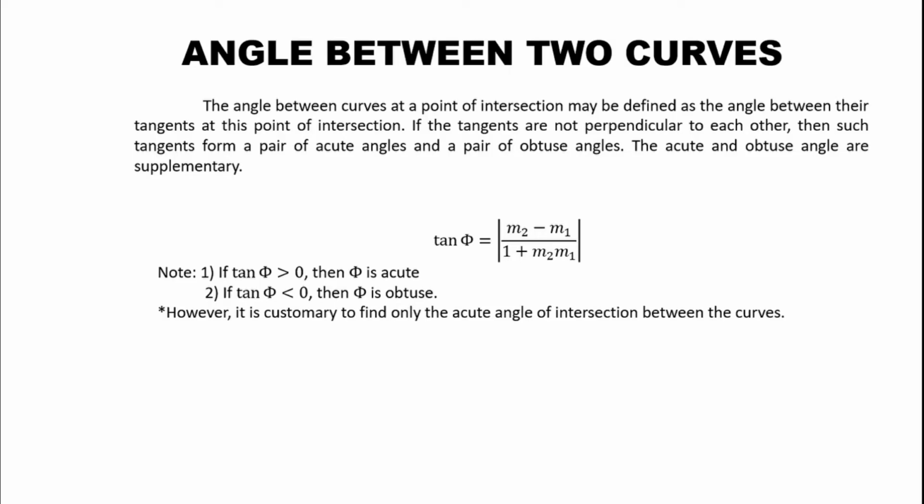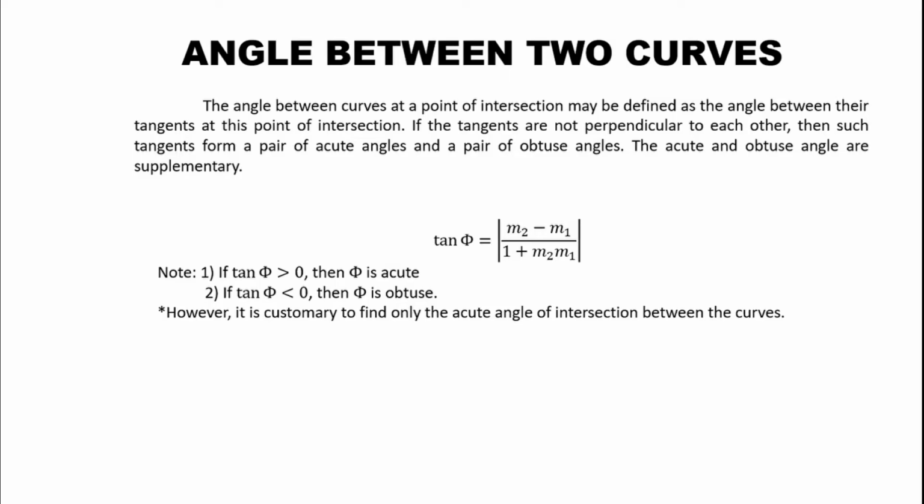So we have here the formula: tan phi is equal to the absolute value of m2 minus m1, where m2 is slope 2 and m1 is slope 1, over 1 plus m2 times m1. So m means the slope. Note that if tangent phi is greater than 0, then phi is an acute angle, and if tangent phi is less than 0, then it is an obtuse angle. However, it is customary to find the acute angle of intersection between the two curves.